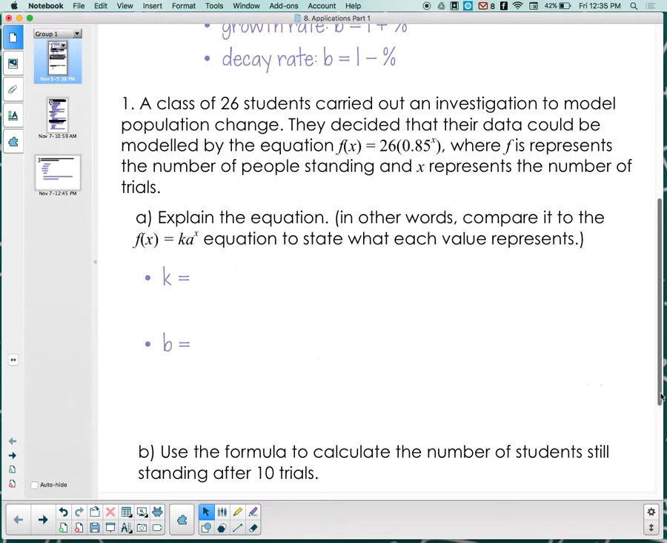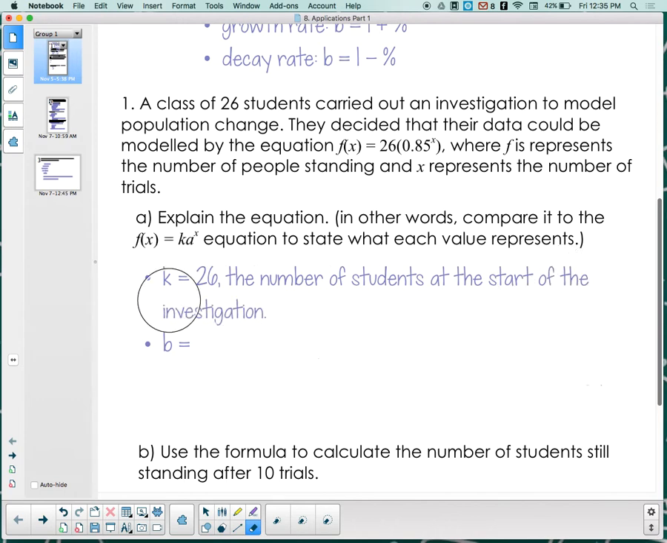What should k be in this equation? k is what value, Ryan? 26. What does it represent? The original initial number of students at the start. Exactly. So the 26 is our k. It represents the initial population at the start of this experiment that they're doing.